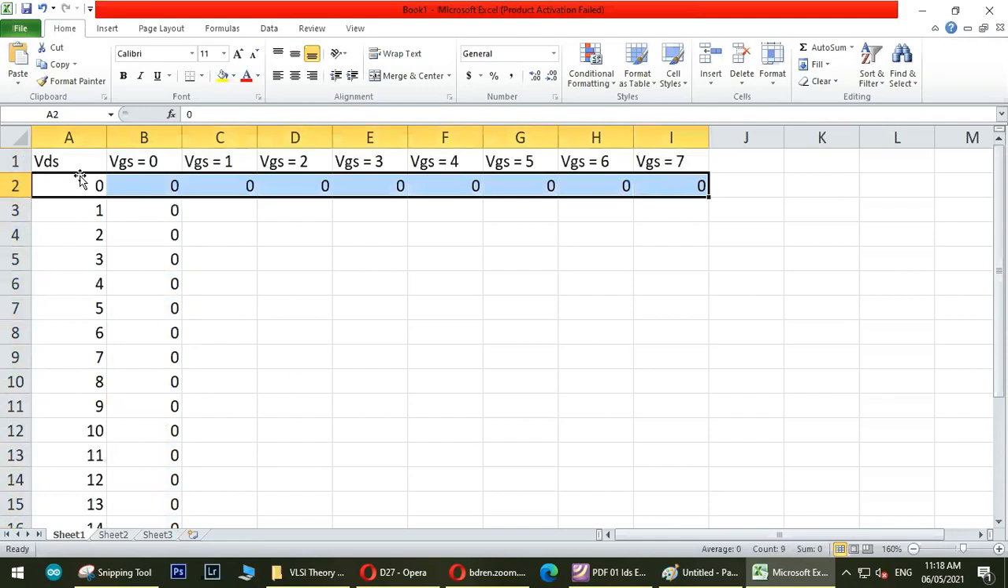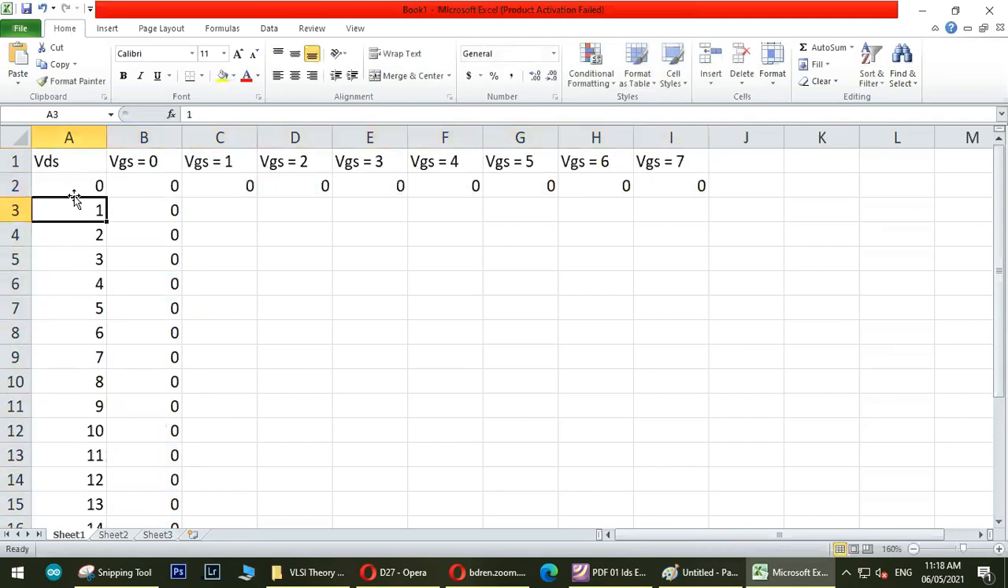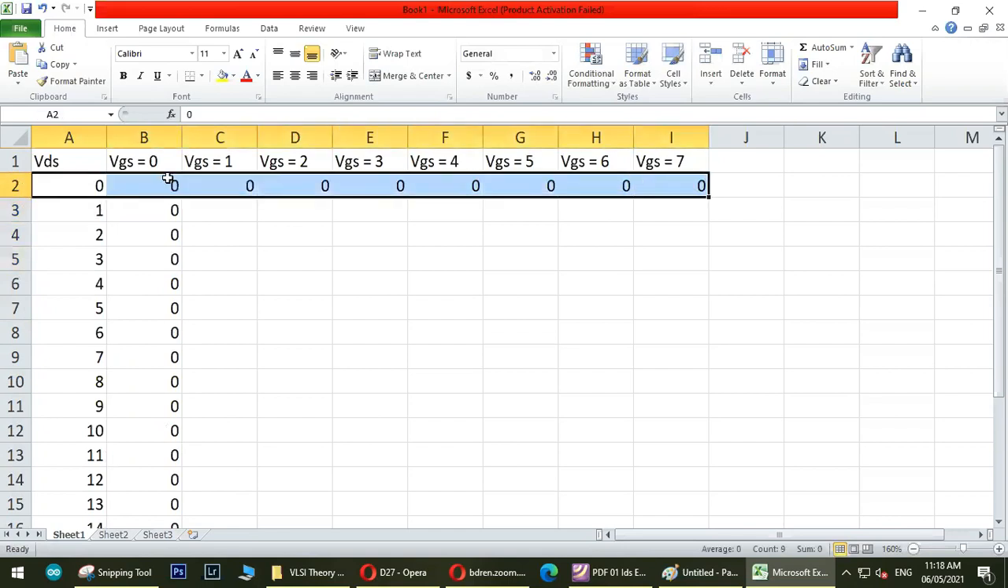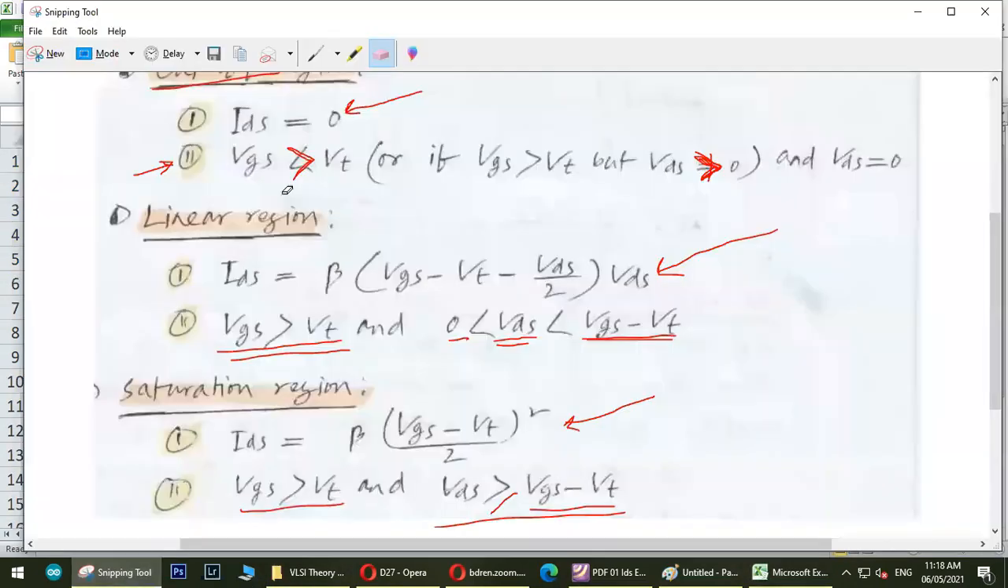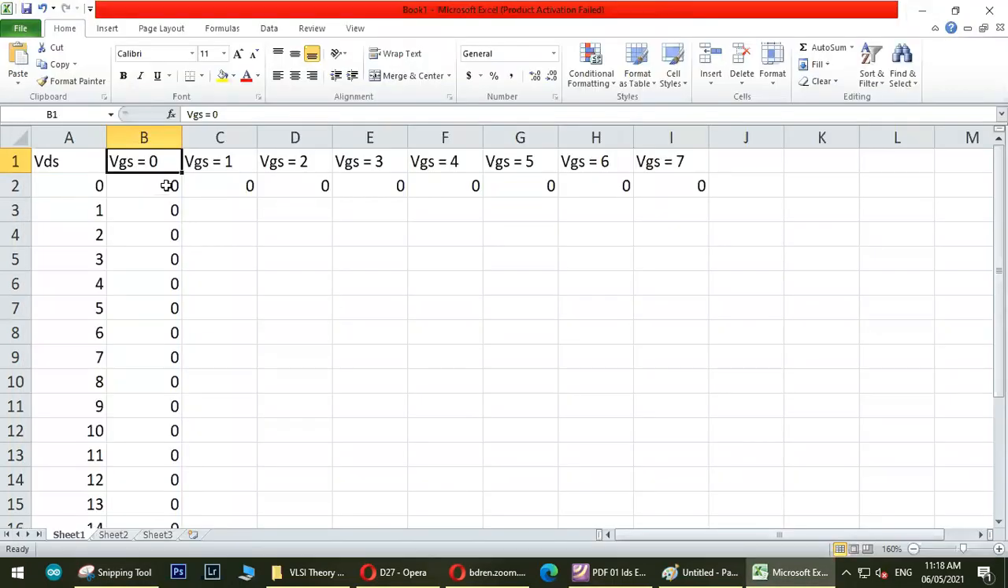So this line is cut off because your VDS is equal to 0. You can see VDS is equal to 0, this whole line is cut off. And your VGS is equal to 0 because it is less than VT. Let's say VT is 1 volt and VGS is equal to 0 volt, so it is obviously less than VT. So it is cut off, right? Understood? So the whole line is cut off.